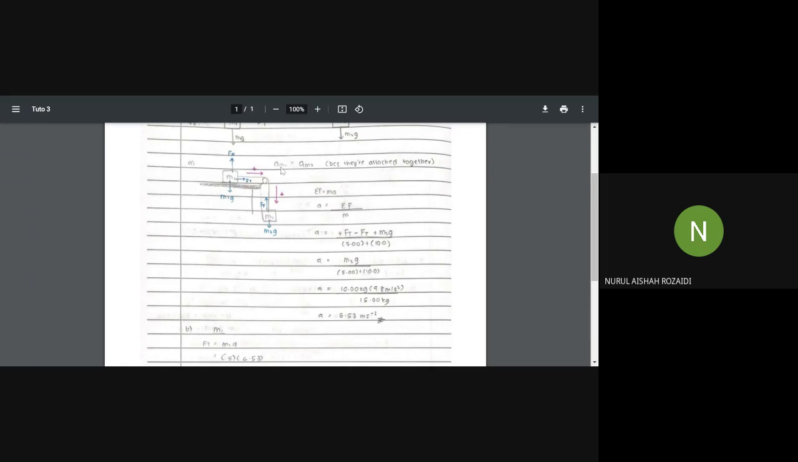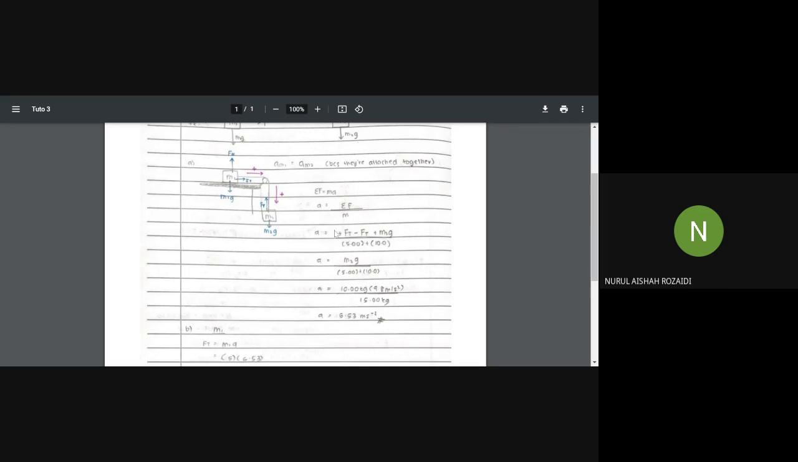Okay, acceleration dia AM1 dengan AM2 sama sebab dia attached together dengan satu kabel ni. So, lepas tu saya cari F equals to MA, total of F equals to MA. So, A dia akan jadi total F over M.